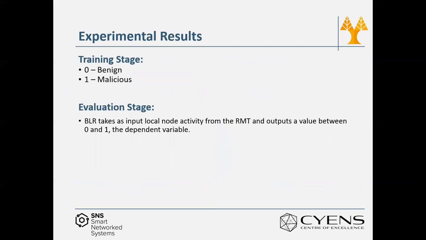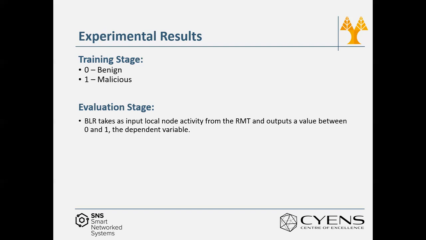Now, in the training stage, the BLR's dependent variable had 2 values, 0 for benign and 1 for malicious. At the evaluation stage, the BLR takes as input local node activity from the RMT and outputs a value between 0 and 1, the dependent variable. A decision threshold is set up to round the value to either 0, classifying the incoming activity as benign, or 1 for malicious activity. The decision threshold determines the security sensitivity of the IDS.